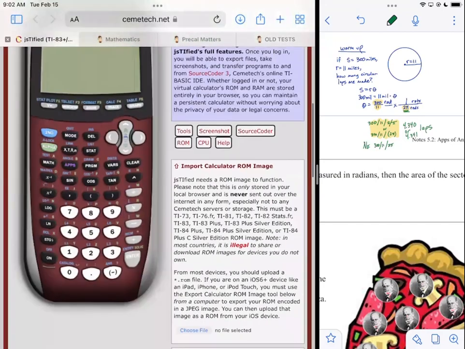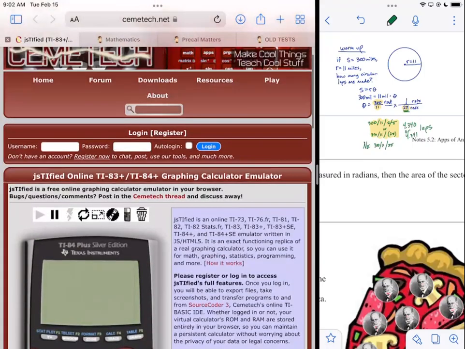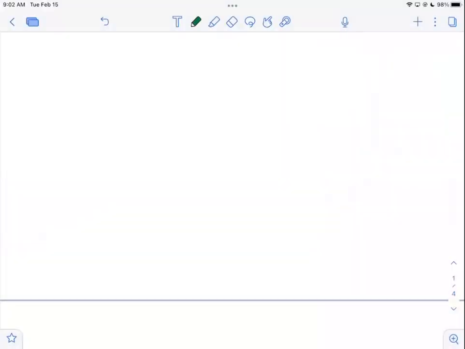And let's see, is it still loading? We'll try this again. No. Okay, so we're not even going to bother with that today. All right.